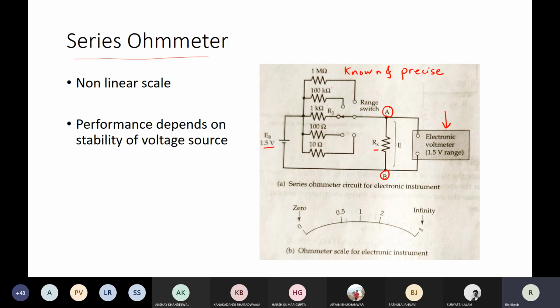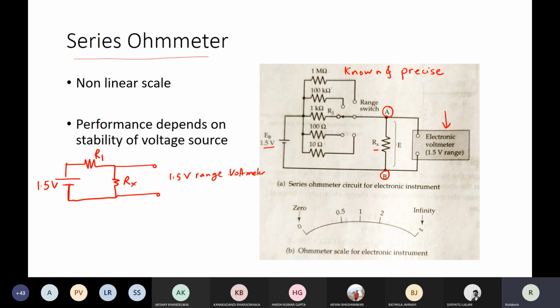If I simplify this, it is simply like this for one of the switch positions. This is my Rx. We are measuring the voltage using the electronic voltmeter. And what is the range? A 1.5 volt range voltmeter. This is one of the series resistances. And this is 1.5 volts.